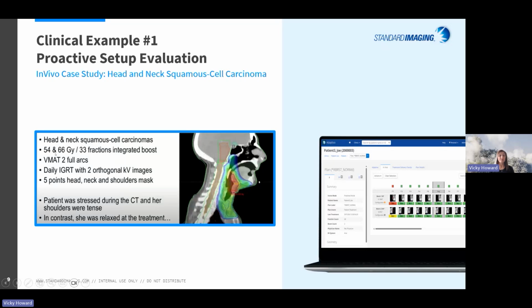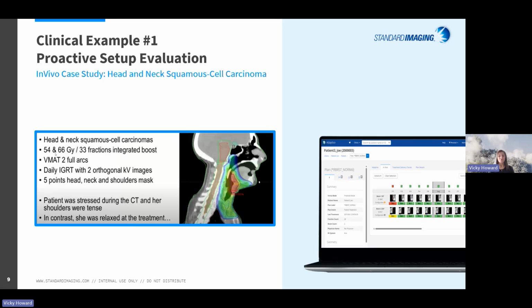So the first example here is showing the benefits of having the ability to do a proactive setup evaluation. This is a head and neck squamous cell carcinoma case. It was 54 and 66 gray in 33 fractions with an integrated boost. It was VMAT, 2 full arcs. They did acquire daily IGRT, 2 orthogonal kV images. Immobilization was a 5-point head, neck, and shoulders mask.